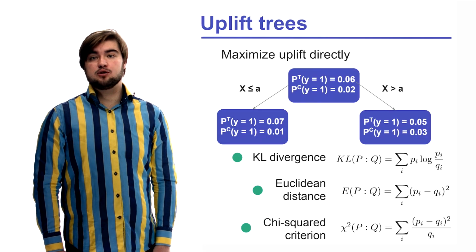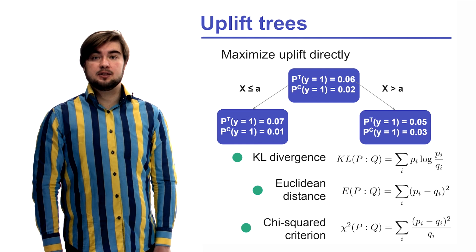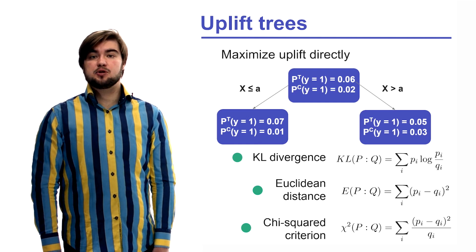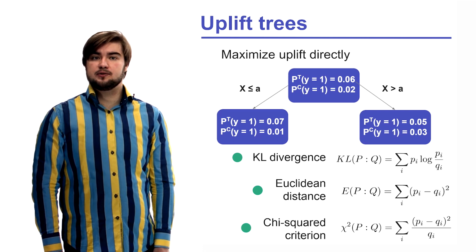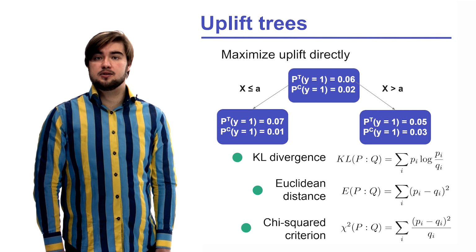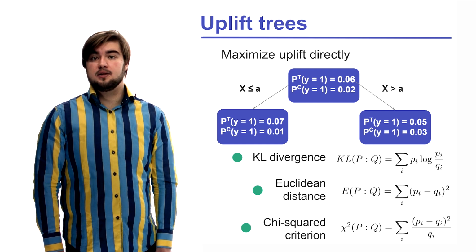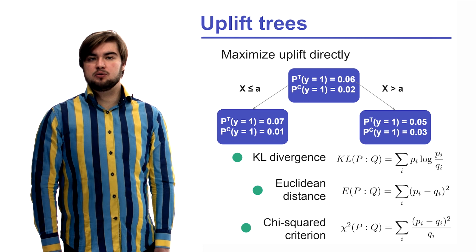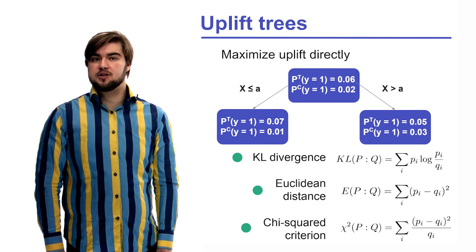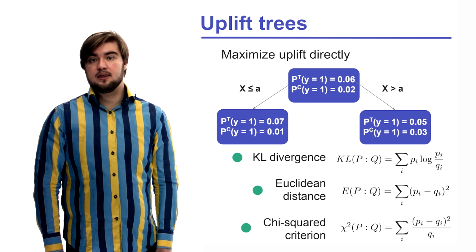Another option is to maximize uplift directly, and decision trees are great for this purpose. Turns out, it is possible to modify the tree construction procedure so that it maximizes the uplift. Maximizing uplift is equivalent to having the target variable distributed differently in the target and control groups. Therefore, the split at the tree node is chosen to maximize the distance between the distribution of the target variable in the target group and the distribution of the target variable in the control group.